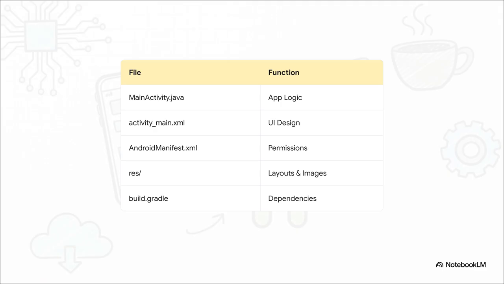Your XML files act as the visual frame. Your Kotlin file? That's the electrical logic. The Android manifest is basically your zoning permit for things like internet access. The res folder holds all your static assets like images. And Gradle? Well, Gradle is your automated building crew putting the whole shebang together.